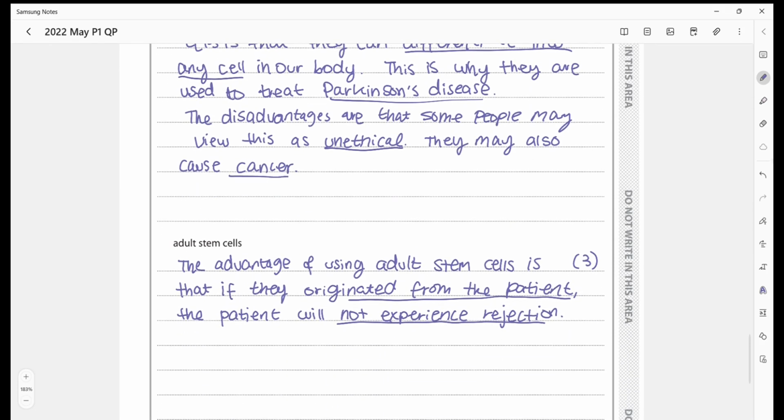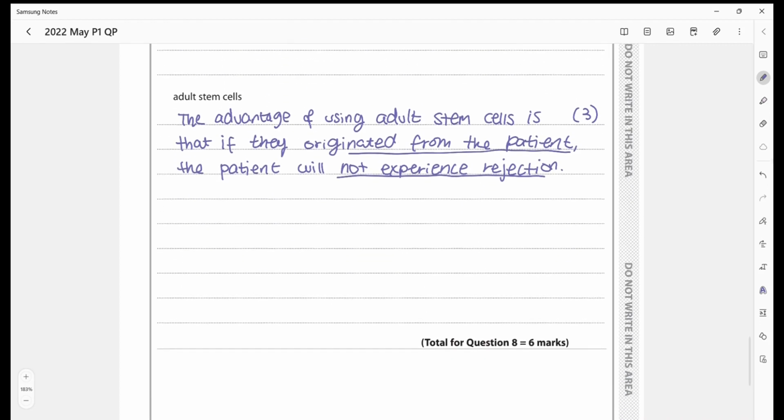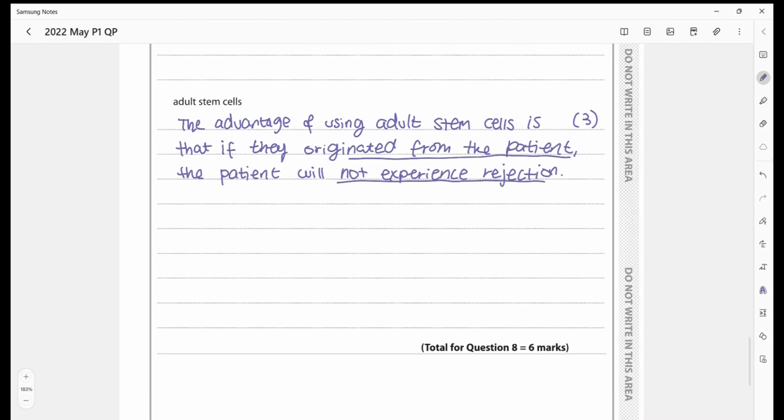Another mark there, that's 4. 2 marks here. Let's talk about the disadvantages. So a major disadvantage of adult stem cells is that they can only differentiate into a smaller range of cells. So let me write that down.